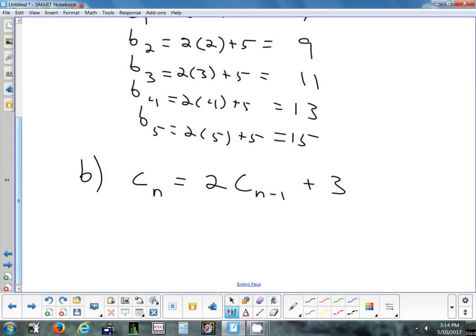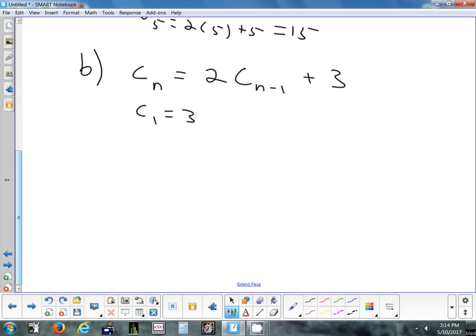That's what you do. But what do I have to give you this time to start you off? I have to give you the first term, because if you don't know where to start. So we'll say C sub 1 equals 4. So how would you get C sub 2?